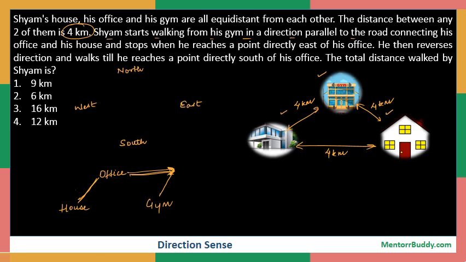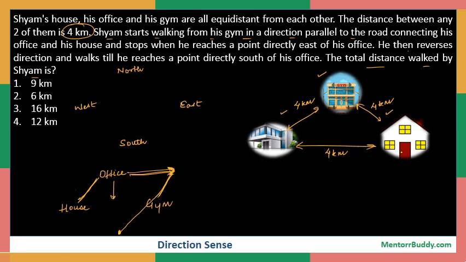Now, the next line is he then reverses his direction and walks till he reaches a point directly south of his office. So he reverses his direction from here, starts walking, and he reaches a point which is exactly south of his office. So this is where he has reached. And now the question is the total distance walked by Sham.